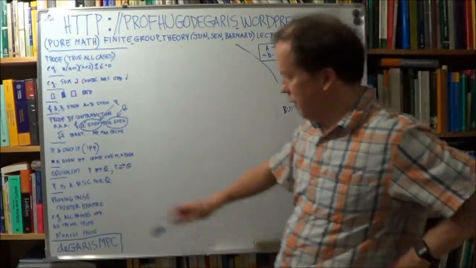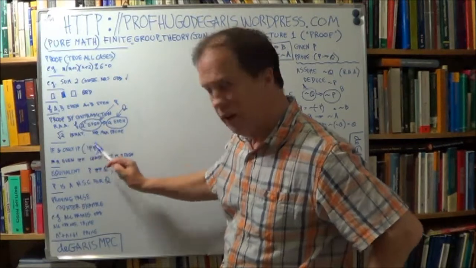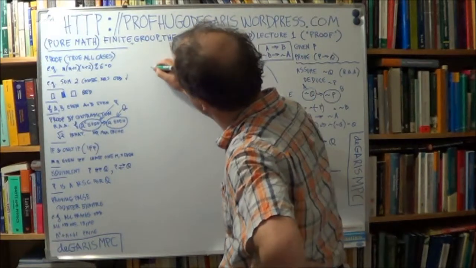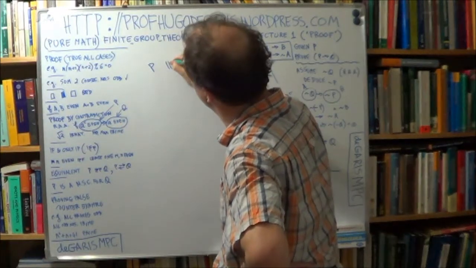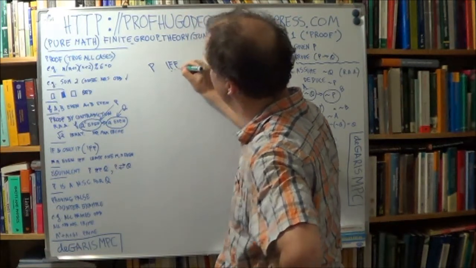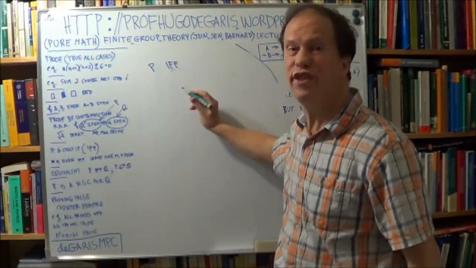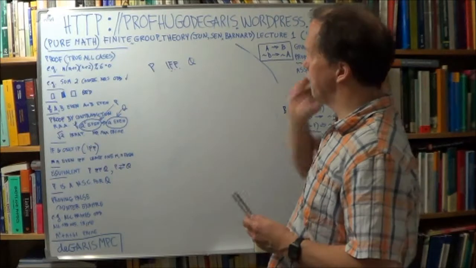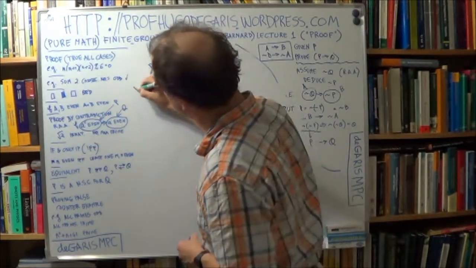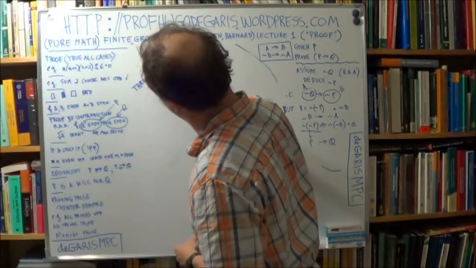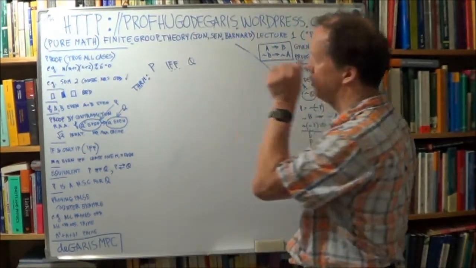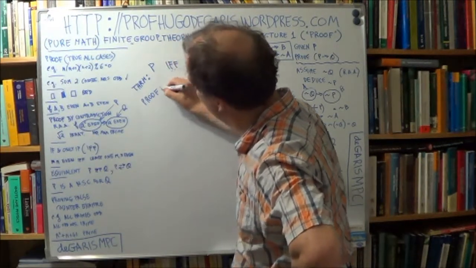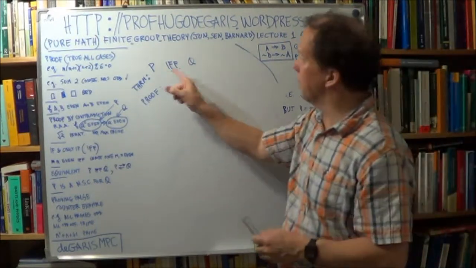Okay, the next part, if and only if. If you see a statement, P is true if and only if, usually written IFF, Q. If you see that in a theorem statement, so you're trying to prove theorem P is true if and only if Q, you're trying to prove that that's the case.